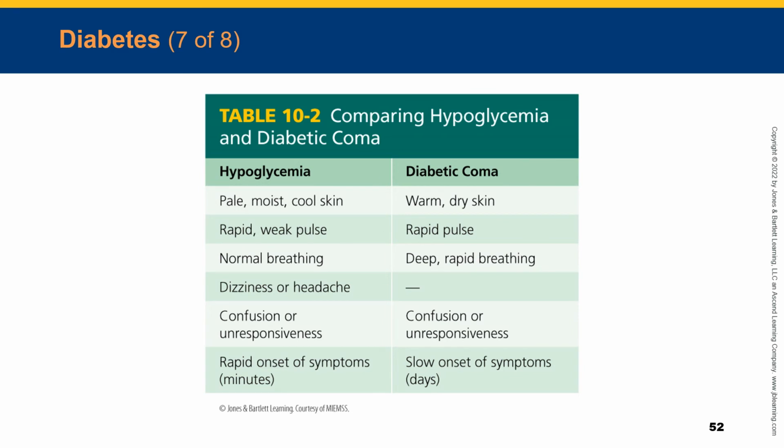Now, this is Table 10-2 from your book, which compares hypoglycemia and diabetic coma and the differences between them. This table is extremely important, and you need to become familiar with hypoglycemia and diabetic coma signs and symptoms.